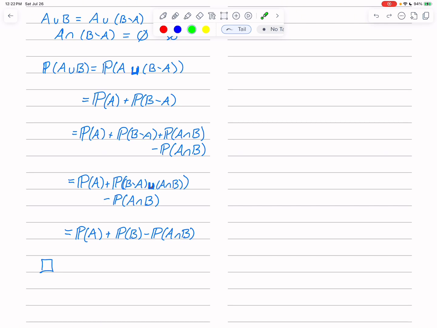But in any case, this is what we get, justified by axiom 3, and then that just turns into the probability of B, and we're now done with the proof.